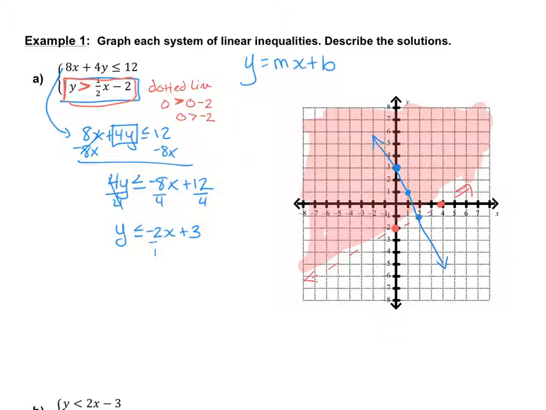And again, I have to test a point. I can test 0, 0. So 0 is less than or equal to negative 2 times 0 plus 3. Well, that's just 0. So 0 is less than or equal to 3, so that's true. So I'm going to shade the side that 0, 0 is on compared to this blue line. So I would be shading this side of the blue line. Blue and red make purple. Can you see the purple area? That is the solution.